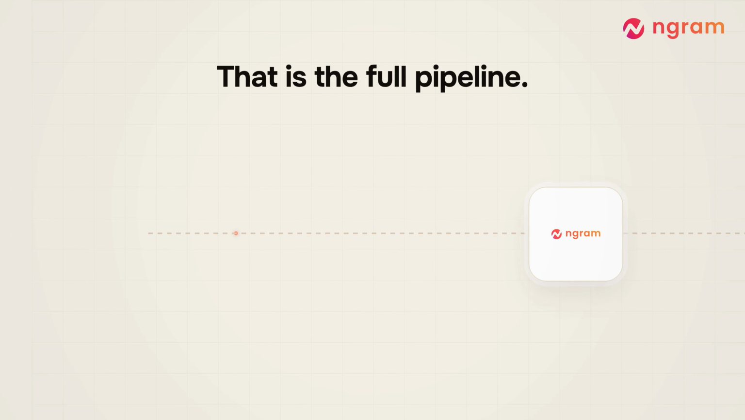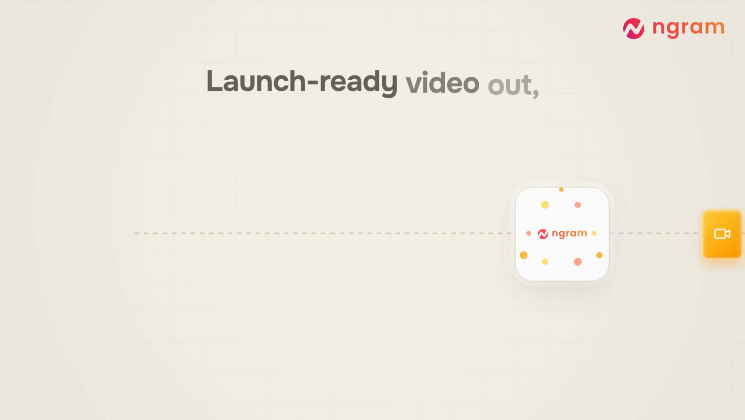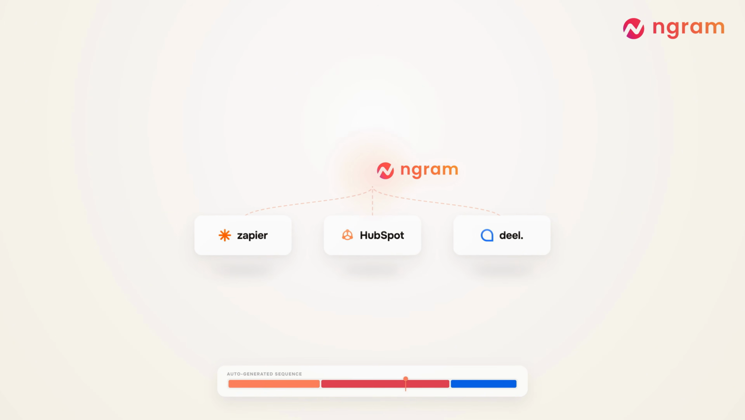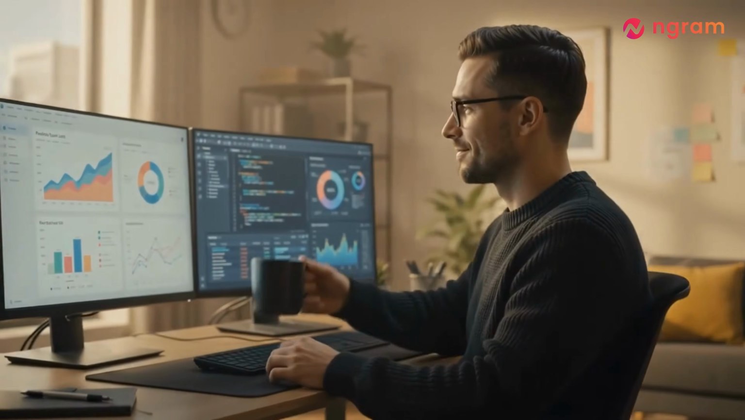That is the full pipeline. Raw Loom in, launch-ready video out, in minutes instead of days. The same teams at Zapier, HubSpot, and Deel use Ngram to ship polished product video without a production team. And it works just as well for a solo indie hacker on launch day.